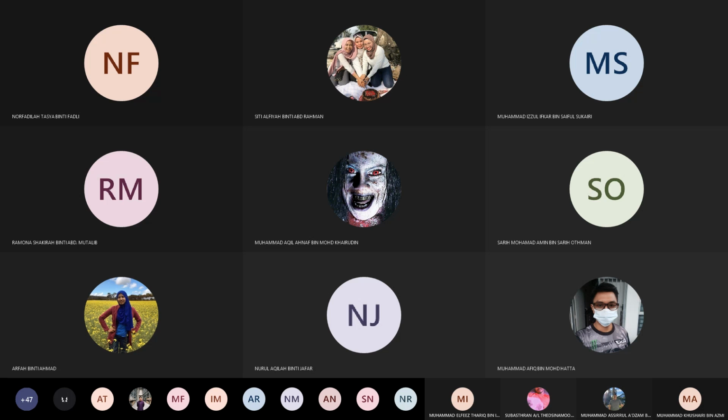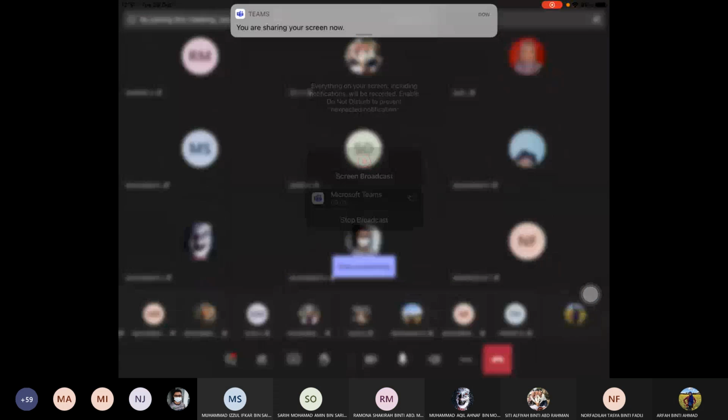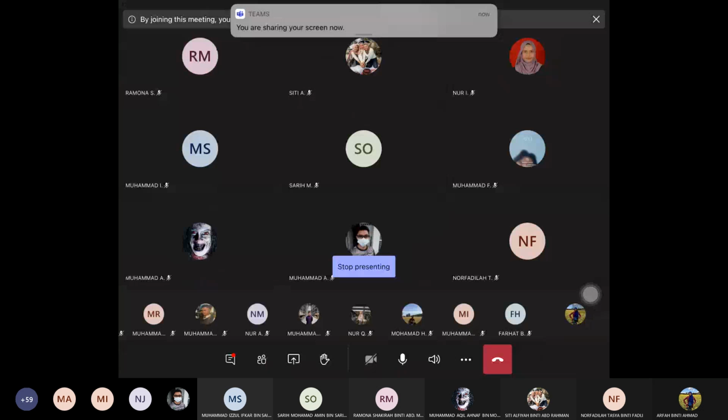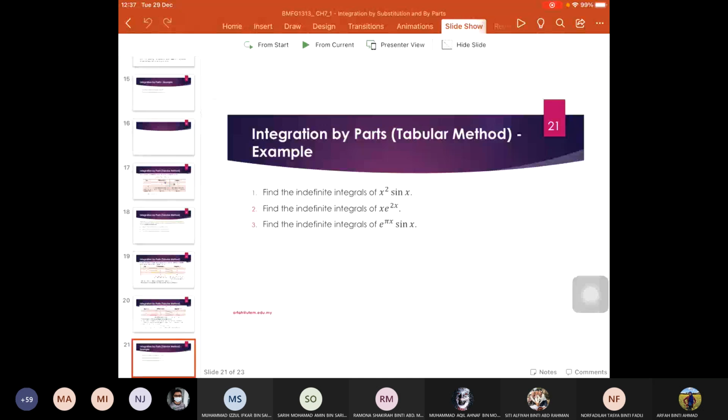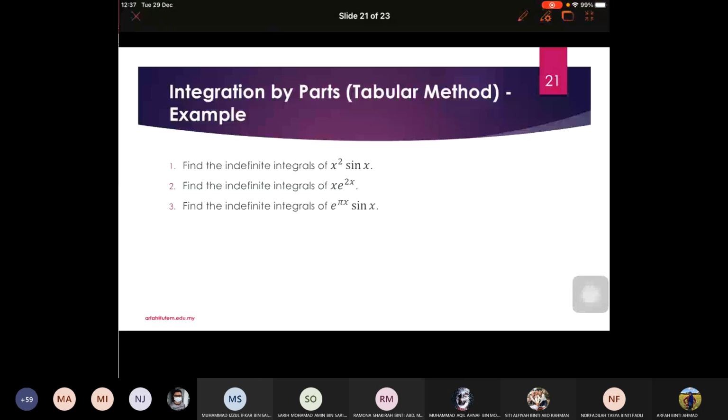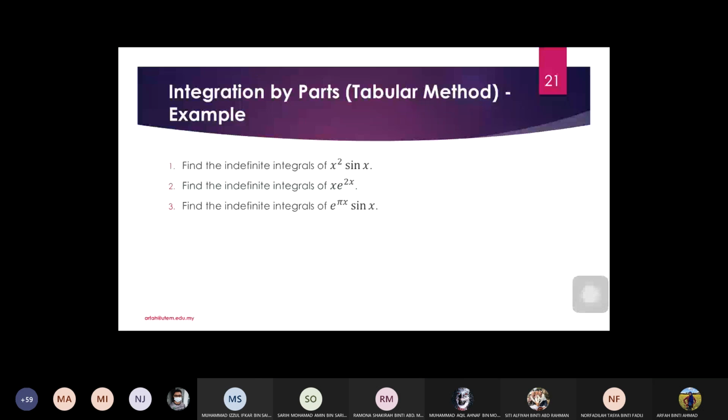Dengar tak? Boleh dengar Onan? Dengar. Okay. Salah betul. Okay, so boleh nampak skrin saya share? Nampak? Nampak.